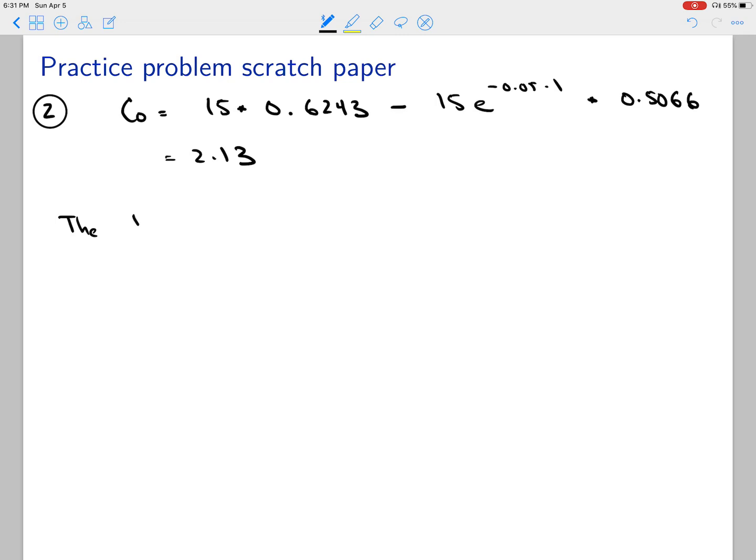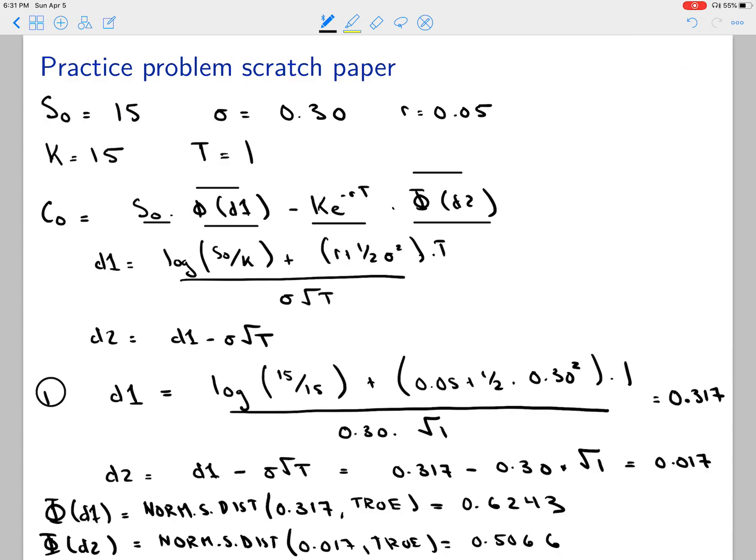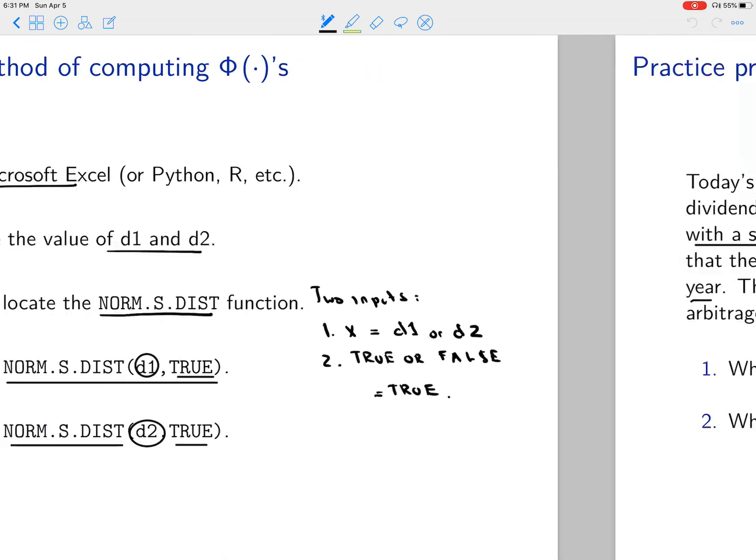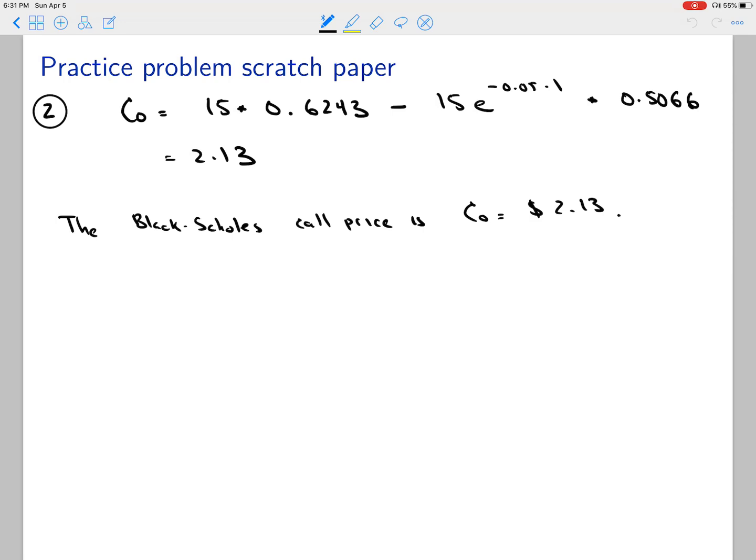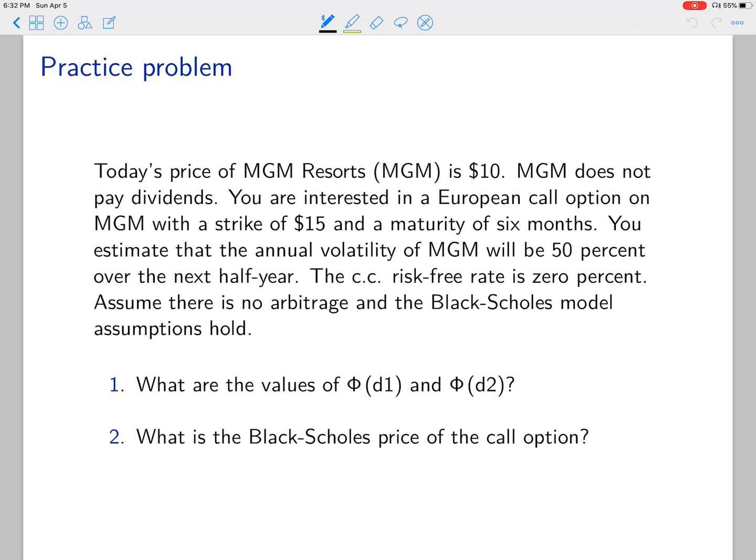And what we say is the Black-Scholes call price is C0 equal to $2.13. Okay, very easy, just simple plug and chug. Black-Scholes, a lot of math goes behind Black-Scholes. One of the most beautiful formulas in finance, one of the most elegant derivations too. Many ways to derive it as well. But the nice thing is that it's easily computable once we have the inputs. So we'll do one more practice problem with the Black-Scholes call price. Let you read that for a minute, and then we'll work through it.